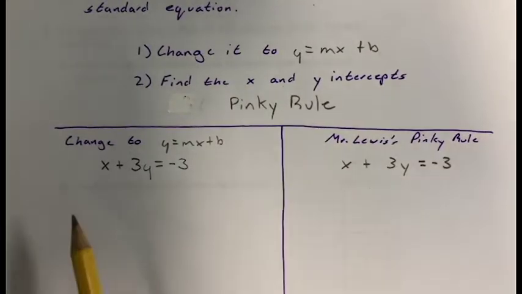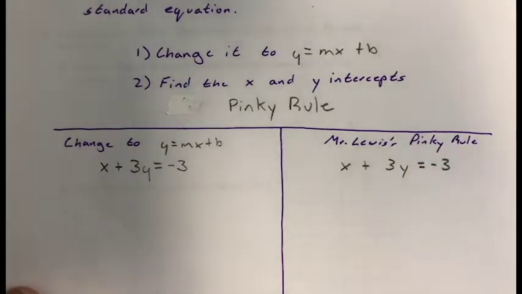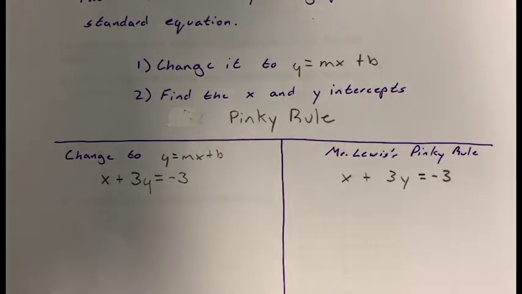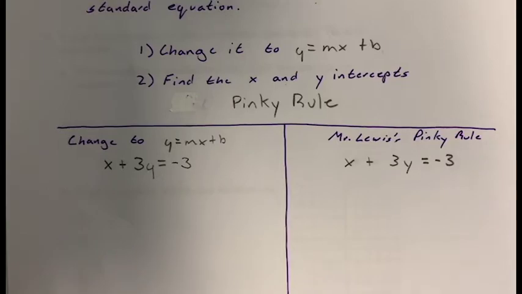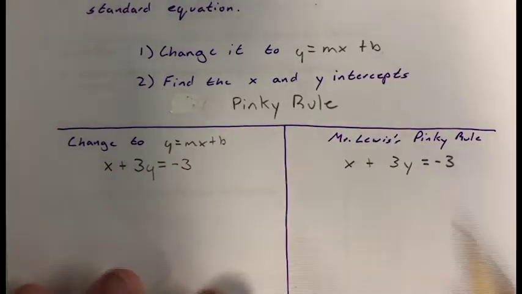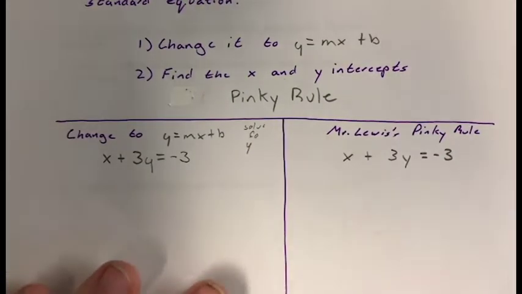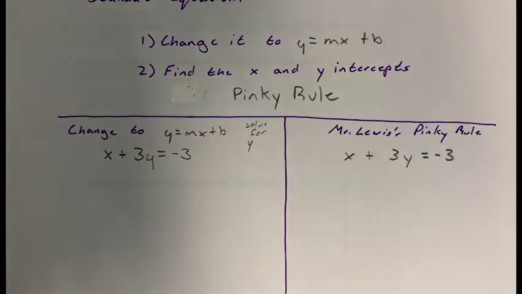All right, so let's just look at it. Here I have two different things. I've got one, I want you to change this equation to y equals mx plus b, and then this one we're going to use the pinky rule. And notice that they are exactly the same thing. All right, so let's just do this one. It says change to y equals mx plus b. What that is really saying is solve for y. And just like we said in a previous video where we are solving and rewriting equations, that's what we're doing here. So my job is to get y by itself.